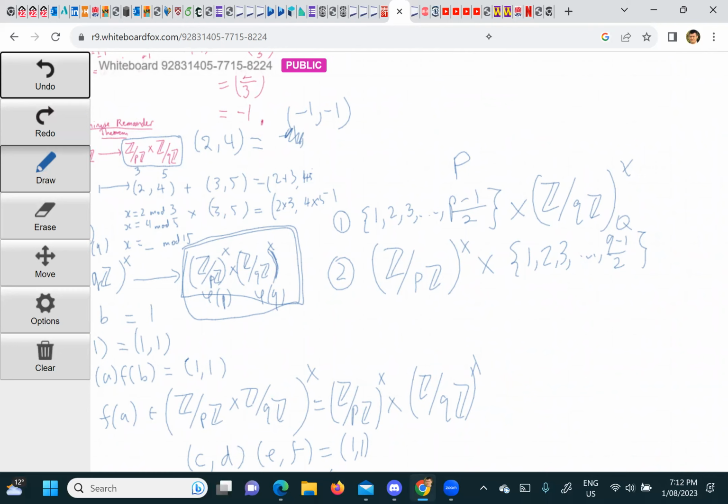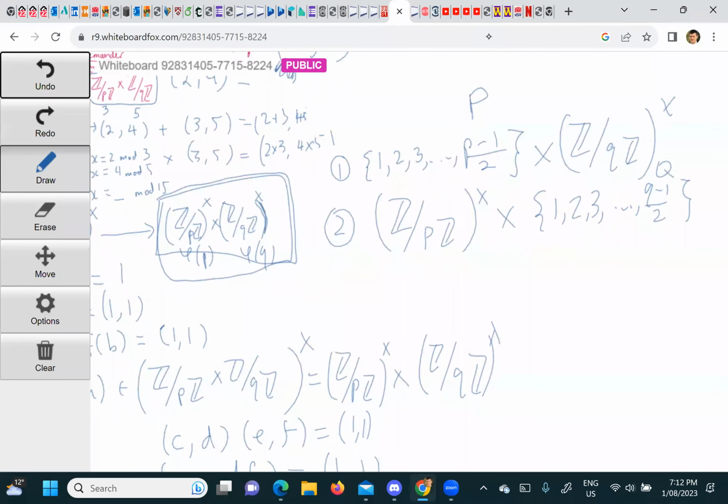So can you see 2, 4 is not in the first set, because 2 is past halfway? P minus 1 on 2 is 1. But if you take the negative of 2, 4, it's just 1, 1, and 1, 1 is in this set. So the point is, for every pair of things, either it's in the set or the negative is in the set, and negatives are half. So that's why these are half of the set.